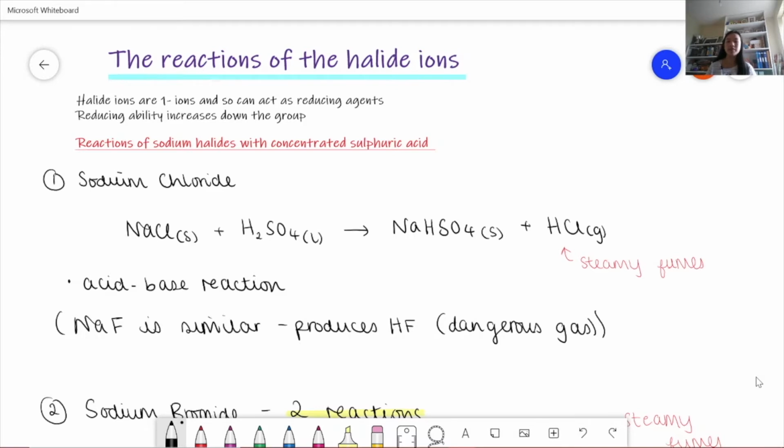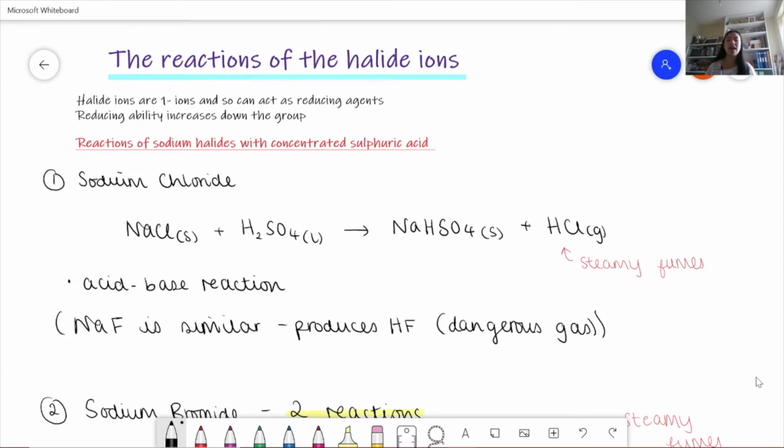And the thing to know is that reducing ability increases down the group, and this is because of the electron shells again, because the electron shells increase going down the group. And so this means that outer electron gets easier and easier to donate because the force it feels from the positive nucleus is smaller when you go down the group.